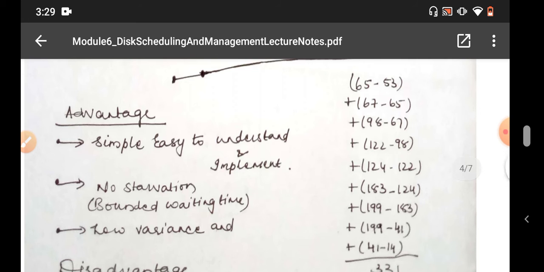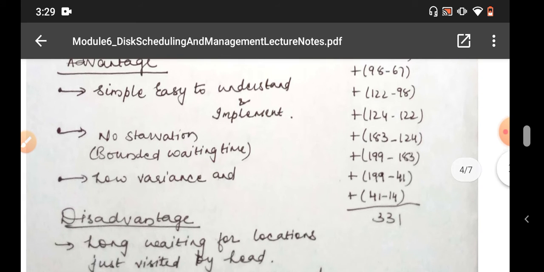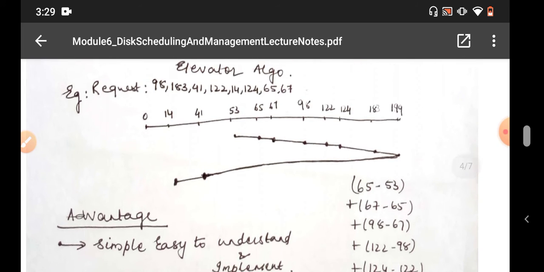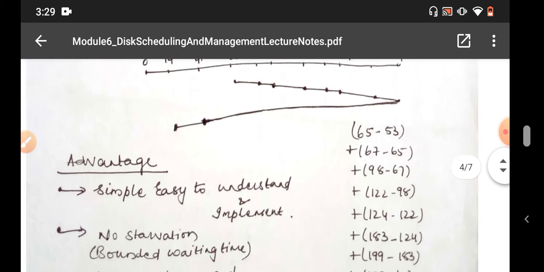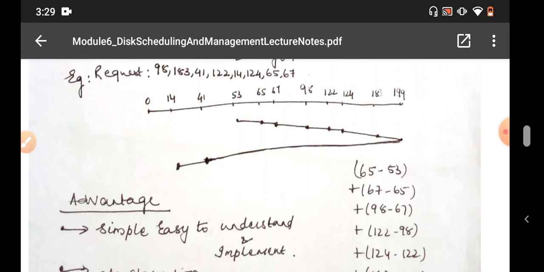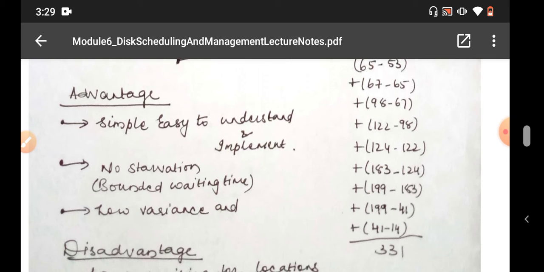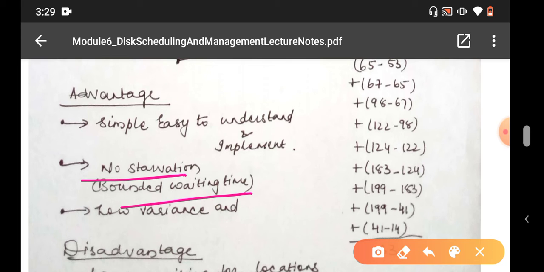The advantage is that it is simple and easy to understand and implement. No starvation, bounded waiting time, low variance. No starvation, because every request knows that it will get served within some time. I don't have to wait for an infinite amount of time. Within some time I will be serviced with my request, and hence it is written no starvation and bounded waiting time. Low variance, and yeah, the variance of the response time is low.